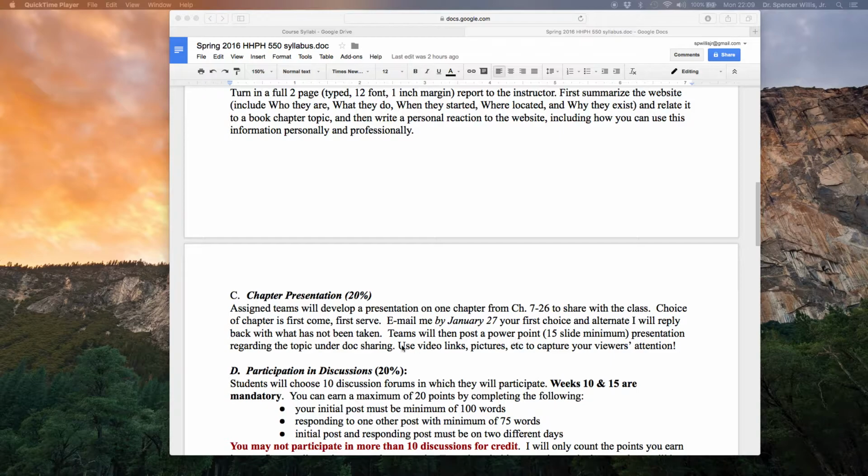And when you're presenting, you need to have a PowerPoint presentation that has a 15-slide minimum. I encourage you to use any video links, pictures, etc. that are going to make sure that you captivate your audience. So your peers are your audience, and you want to make sure that you present this information as accurately as possible, but also you want to make sure that it grabs attention. So be creative when you're developing your presentations. If you need any additional information about that, then just email me.